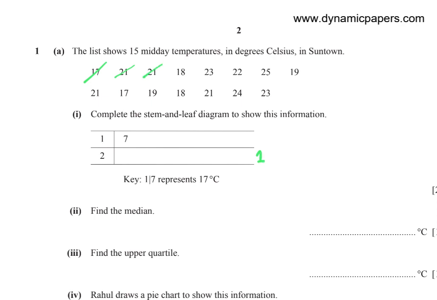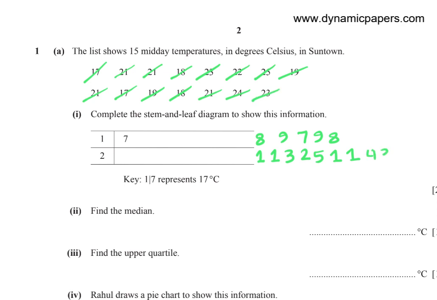Now 21, also the same thing. For 18, in 1, yes, 8. 23, 3 and 2. 22, 2 and 2. 25, 5 and 2. 19, in 1, 9. 21, in 1 and 2. 17, also in 1. 19, in 1. 18, in 1. 21, in 2. 24, in 2. 23, also in 2. Now we can arrange them.